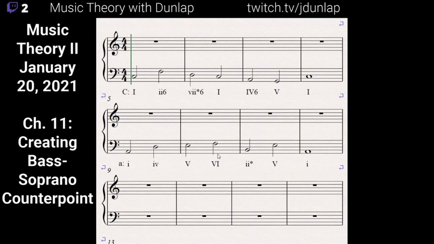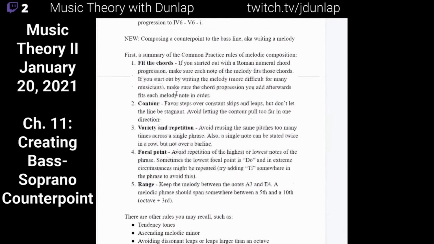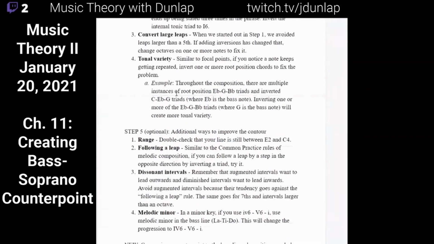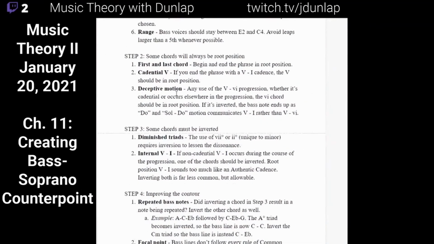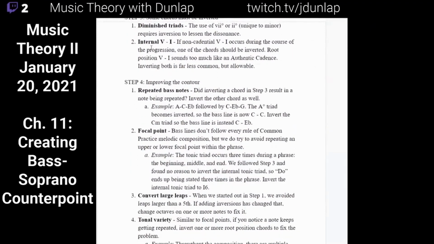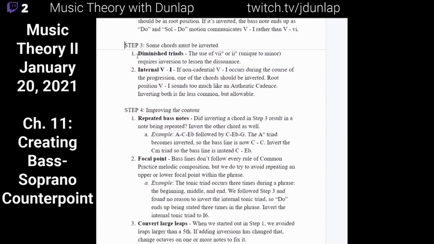Oh no! Such confidence. Well, let's go back to the notes, shall we? Okay, we're going to step 2. Oh, step 3, sorry. Step 3. Some chords must be inverted. Diminished triads, the use of leading tone or diminished 2, unique to minor, requires inversion to lessen the dissonance.